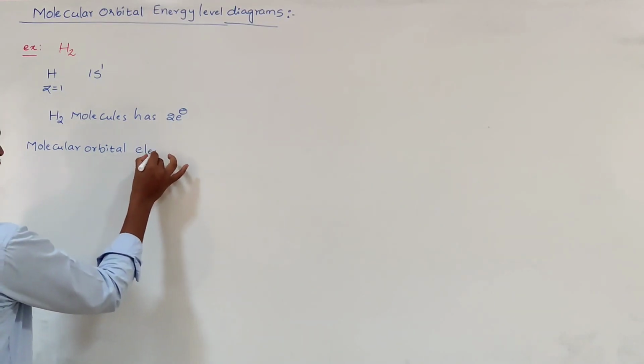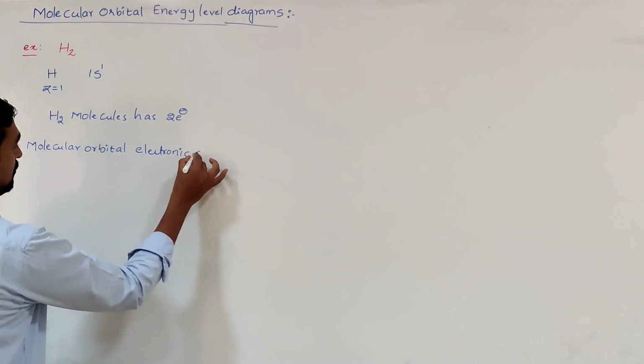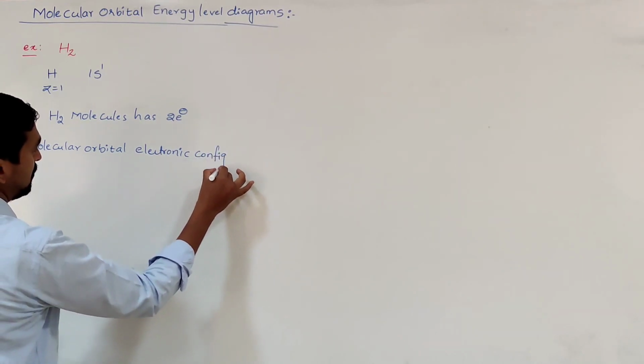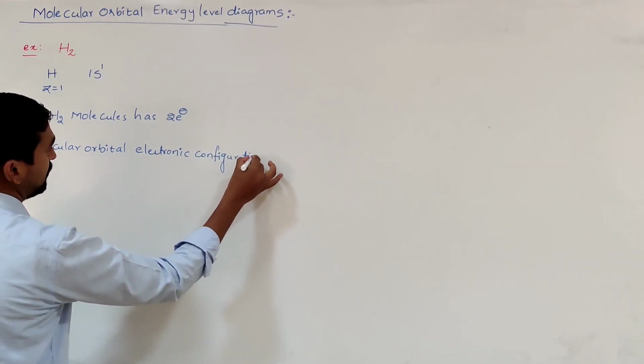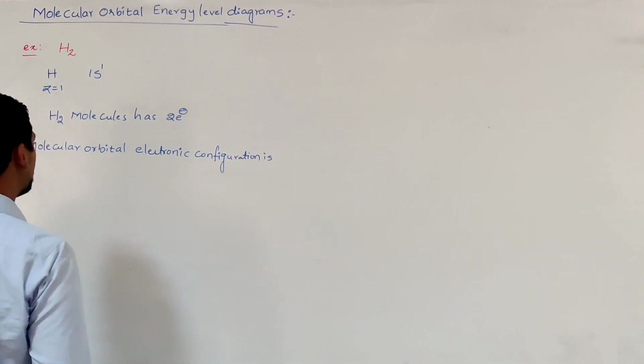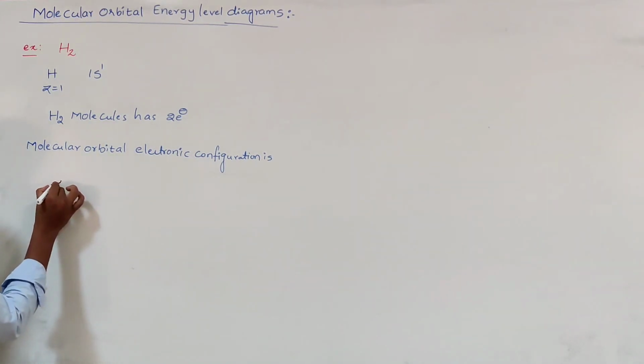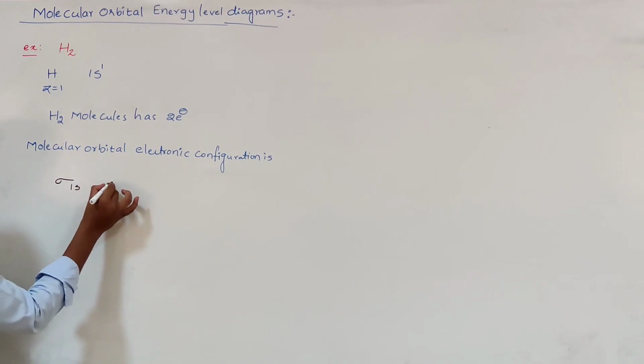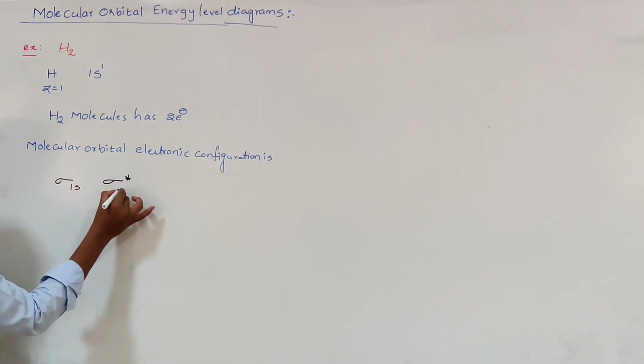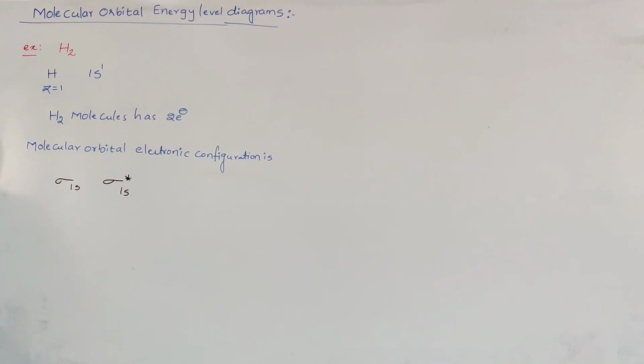is, first, which orbital is commonly coming? That is sigma 1s. After that, sigma star 1s. So, while filling the electrons, we need to follow the 3 rules. One is the Aufbau principle, Pauli's exclusion principle, and Hund's rule.